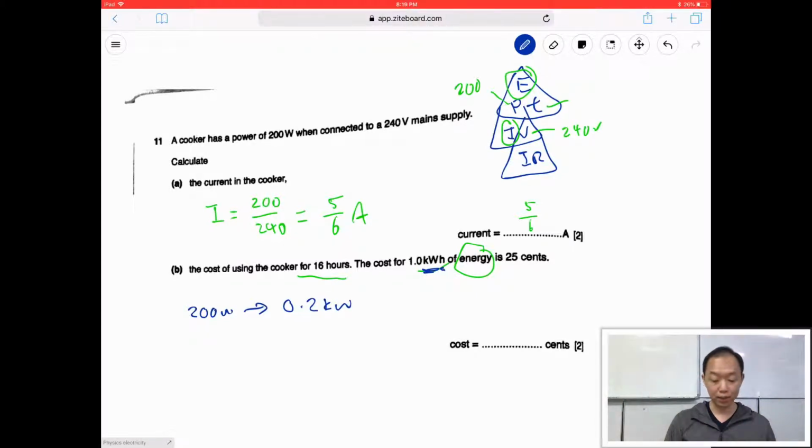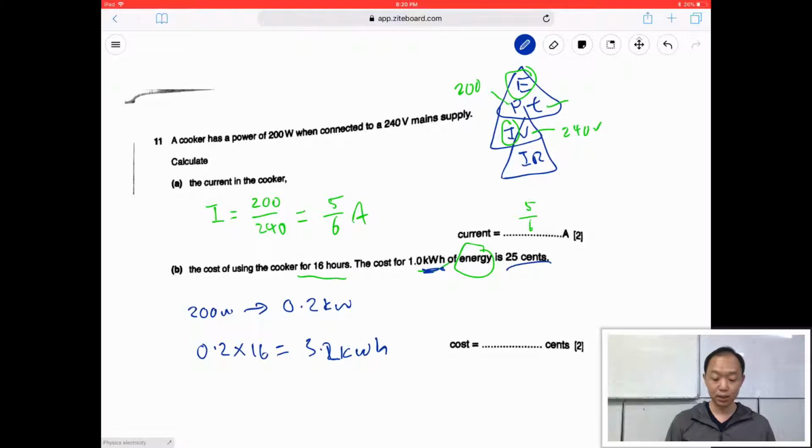Okay, next I have hour. Because the time is not second anymore, they need hour. So 16 hours. In terms of the energy used, it is 0.2 times 16. That will give me 3.2 kWh. That is the amount of energy used in terms of kilowatt hour.